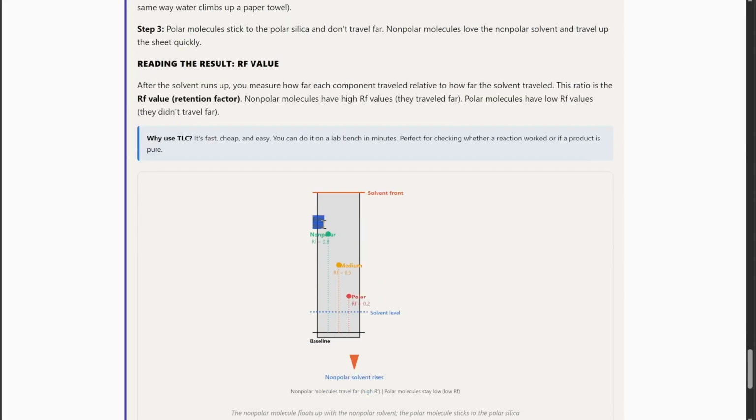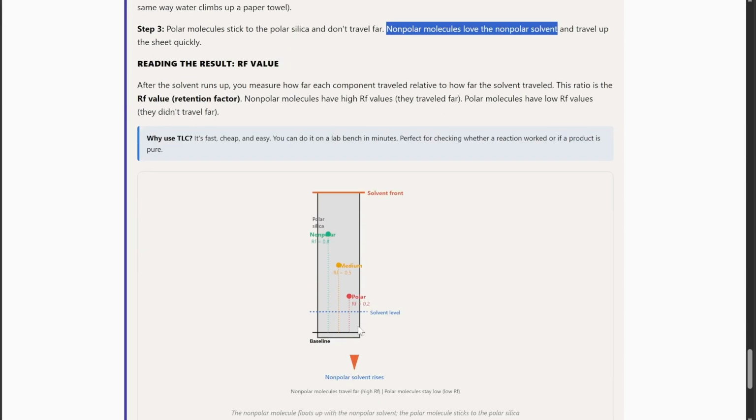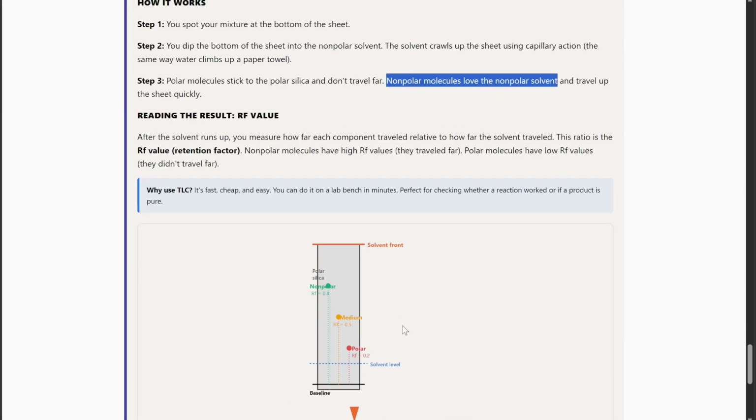The polar silica is over here. So they're sticking to the more polar side because polar stuff wants to be with other polar stuff, right? And the non-polar molecules love the non-polar solvent. So the non-polar solvent is over here, I guess. I don't know, this diagram's not that great.